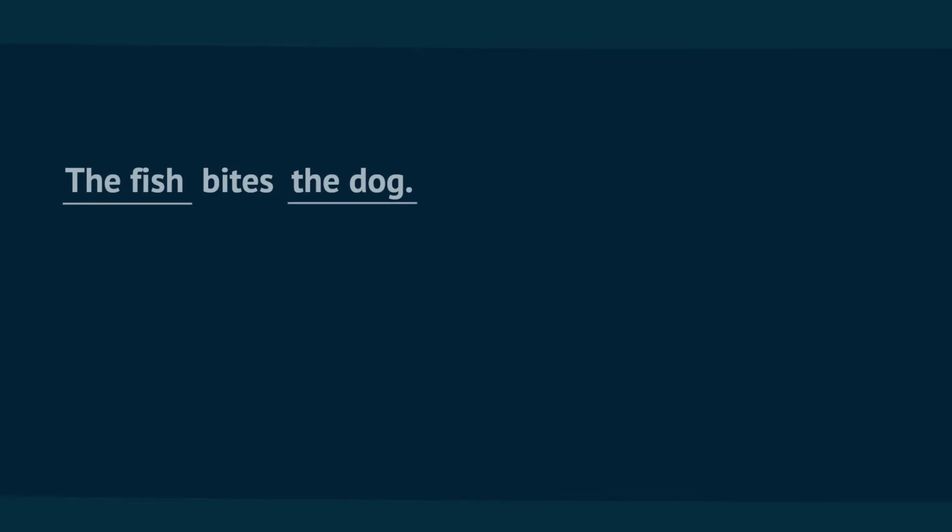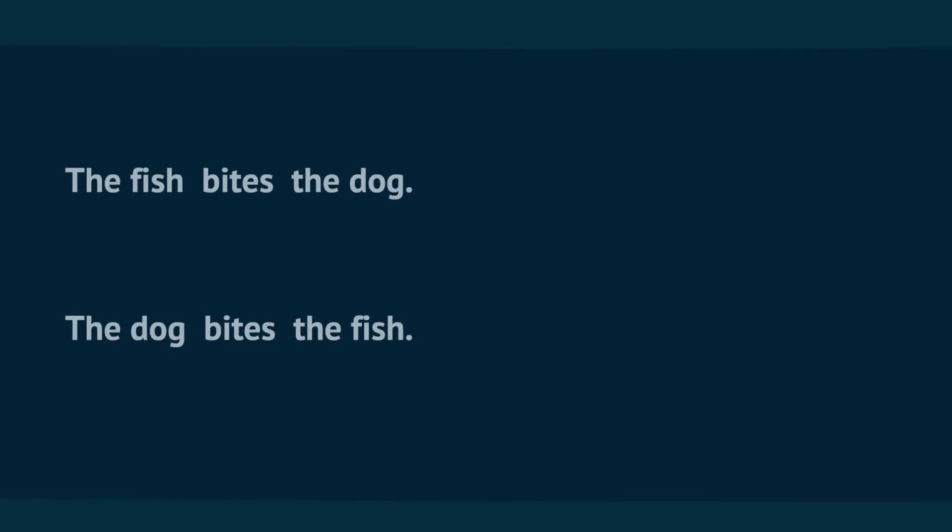Well, basically, they show the words' relation to each other. And what does that mean? Let's look at this English sentence. The fish bites the dog. We can make out 2 different parties here. The fish who is doing the biting and the dog who is getting bit. Now watch what happens when we switch the dog with the fish. The dog bites the fish. Suddenly the dog is biting the fish.